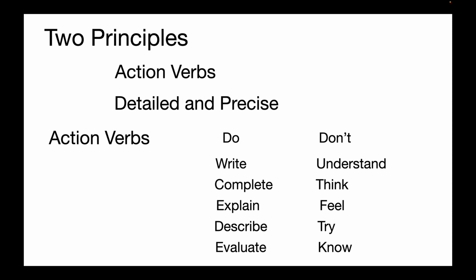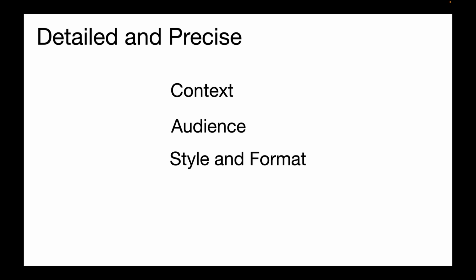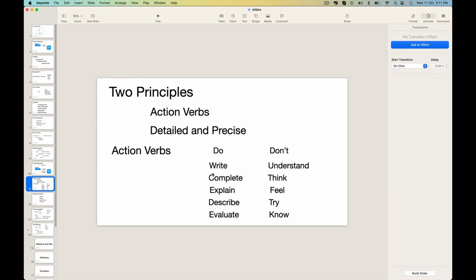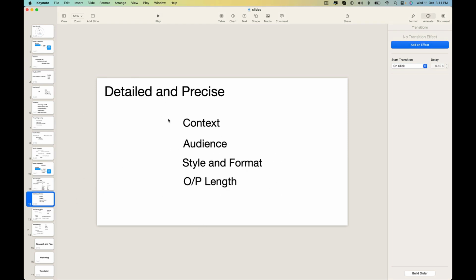So along with these prompts, to give detailed and precise instructions, there are 4 things we can follow. Provide the model with the context it is working in, who the target audience is while generating the output, the style and format of the output, and last but not the least, the length of the output. These 4 will make a very good prompt. So remember, use proper action verbs along with these 4 guidelines whenever you are writing a prompt.